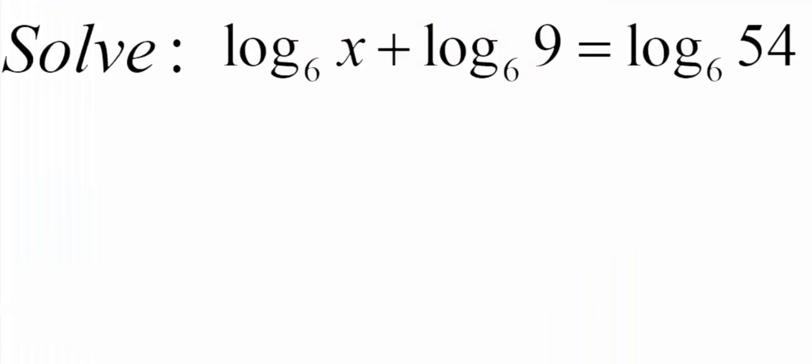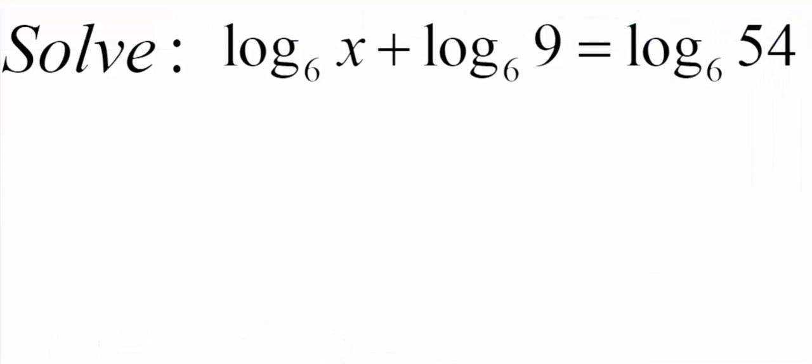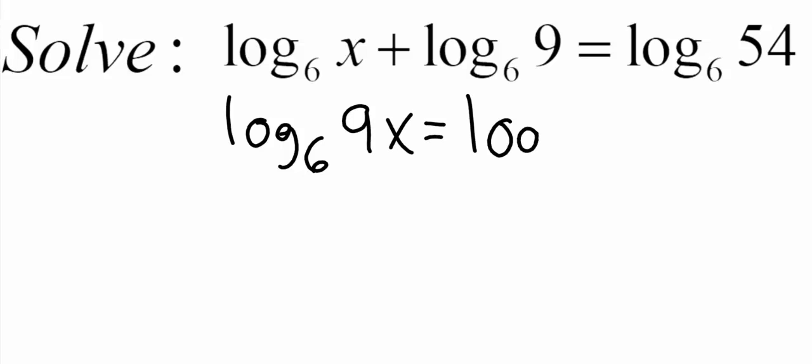So here's our first example. Notice we're adding two logs together and it equals another log. So since we have two logs being added together, our rule tells us that all we have to do, since they have the same base, is multiply them together. So 9 times x equals, when we put the log, base 6 of 54.